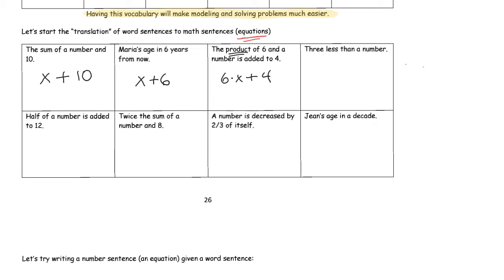3 less than a number. Now, I'm going to show you right now one of the things that people frequently do wrong with this one. They'll say 3 less, so 3 less than a number.